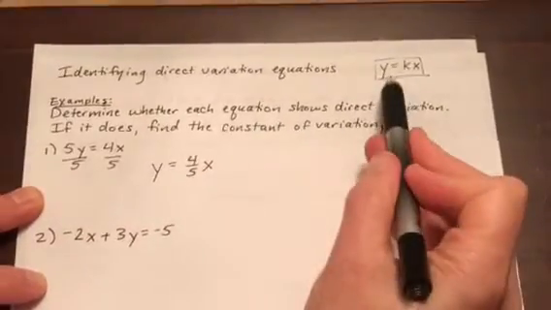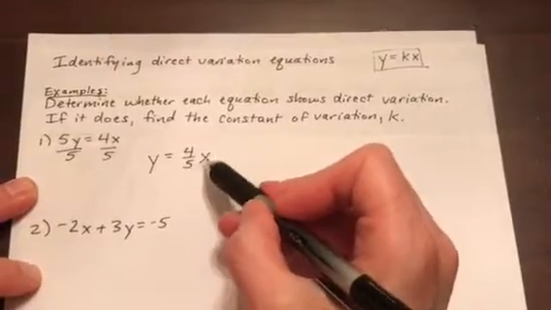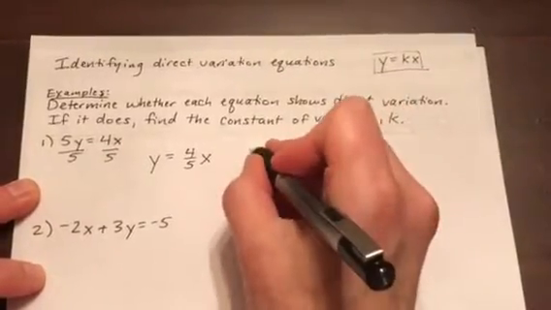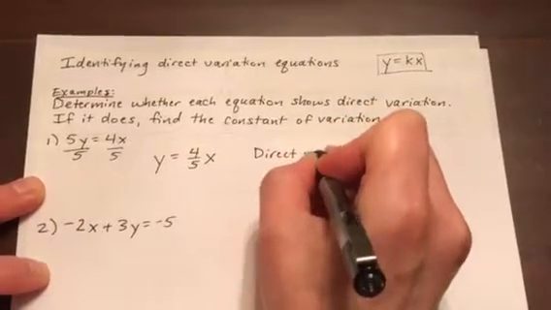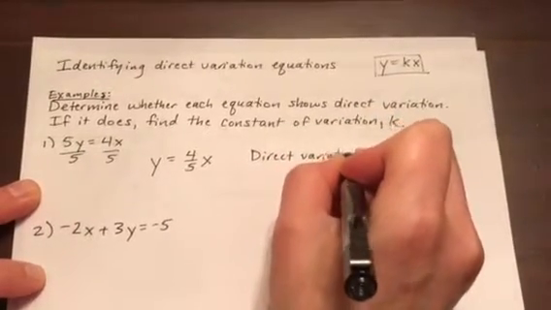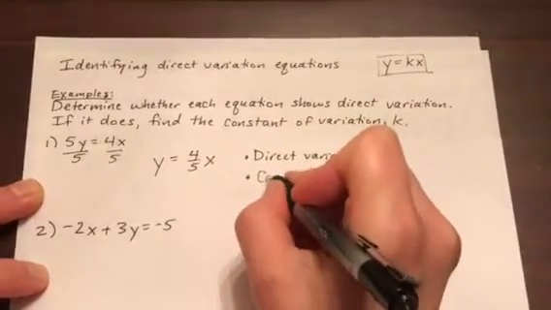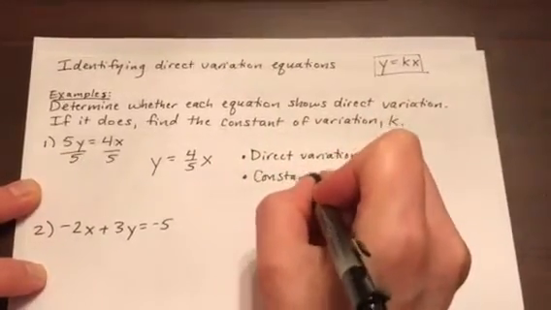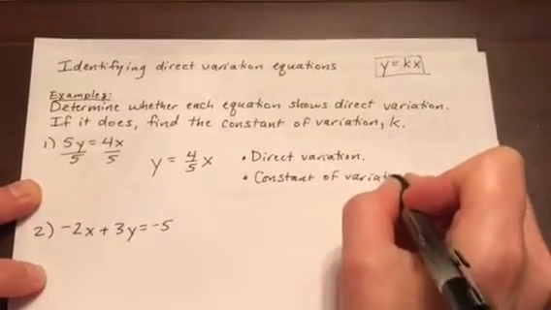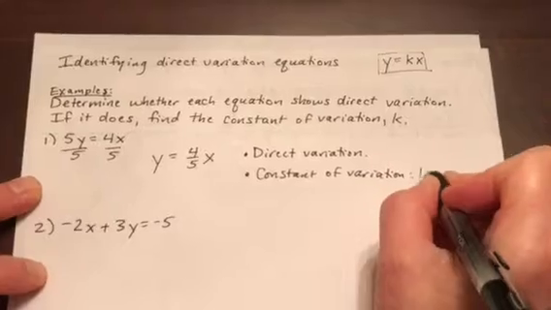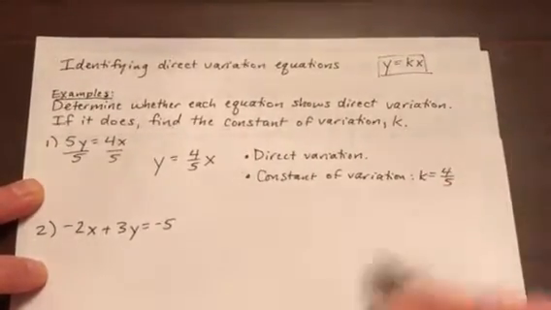That certainly looks like our equation here, where we have y equals some multiple of x, and so we'd say this is an example of direct variation. And our constant of variation, k, is the same as the slope, and so that's k equals 4/5 in this case.